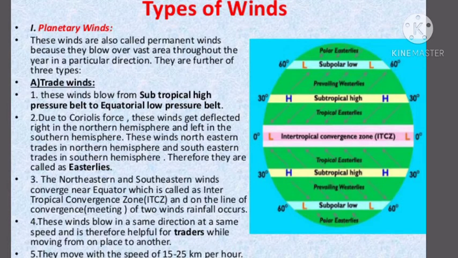Students, the wind is mainly divided into planetary winds and periodic winds. So these three types of wind, permanent, seasonal and local, are examples of the planetary winds.